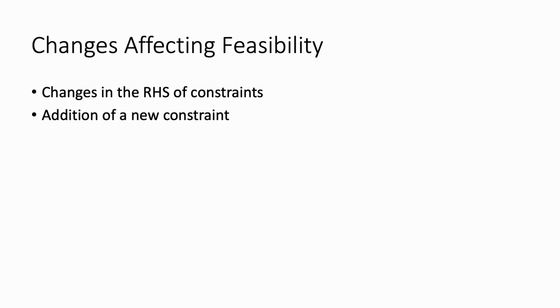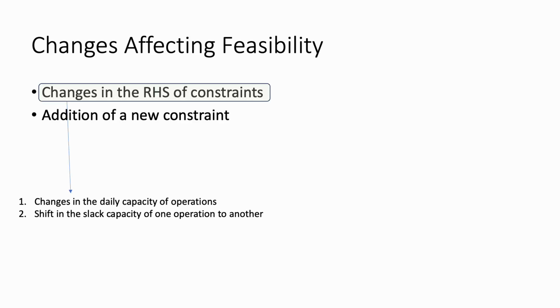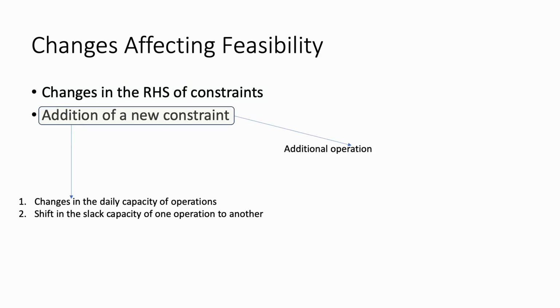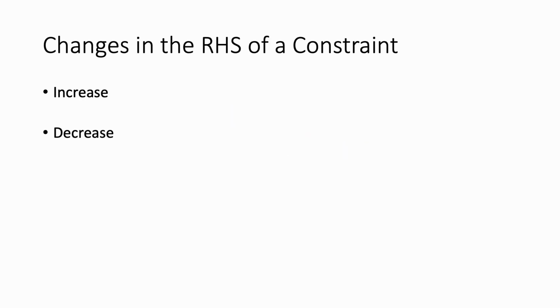Okay, so let's go back. So in performing post-optimality analysis, we consider two possible scenarios: changes in the right-hand side of constraints and addition of new constraints. Now, changes in the right-hand side of the constraints can be caused by changes in the daily capacity of operations, or a shift in the capacity of one operation to another, while addition of a new constraint means an additional operation.